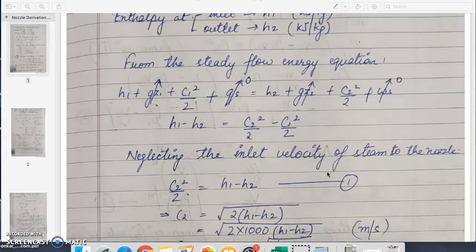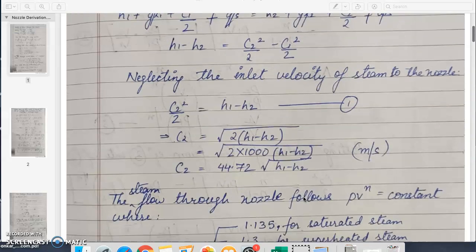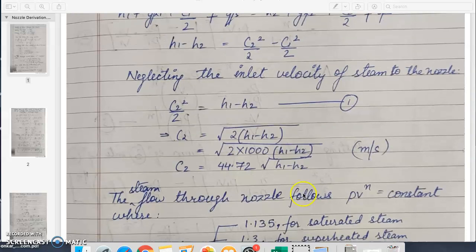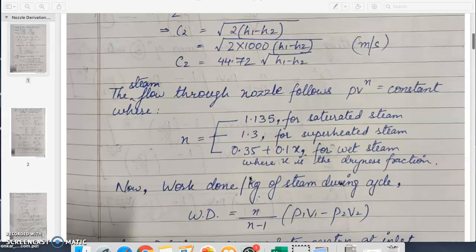Neglecting the velocity, we get the formula as C2 square by 2 is equal to H1 minus H2. Now from the steam tables we get this H1 and H2 in kilojoules per kg. Hence for the calculation of C2, we have multiplied this by 1000, and this can be directly put in kilojoules per kg. So if these values H1 and H2 are put in kilojoules per kg, then C2 becomes 44.72 under root of H1 minus H2, and we'll get the C2 in meter per second.